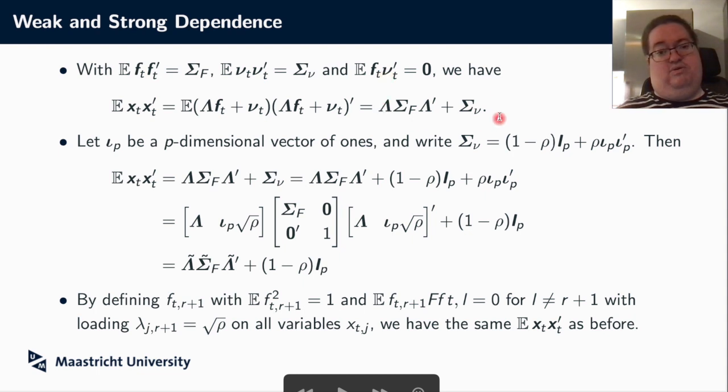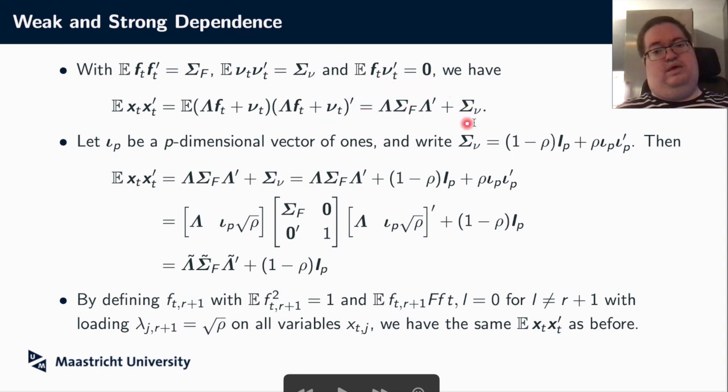Then, and this is a very common expression in factor models, and we'll also see it later when we look at covariance matrix estimation, we can write the covariance matrix of our X as a sum of a covariance matrix consisting only of loadings and the factor covariance matrix, and the covariance matrix of the idiosyncratic components. Now, of course, this thing has a reduced rank because there are only R factors here.